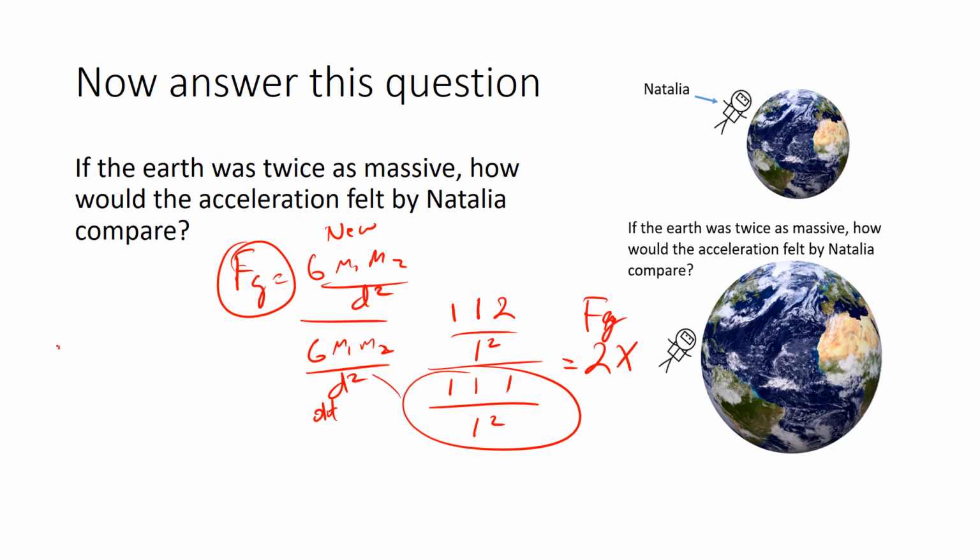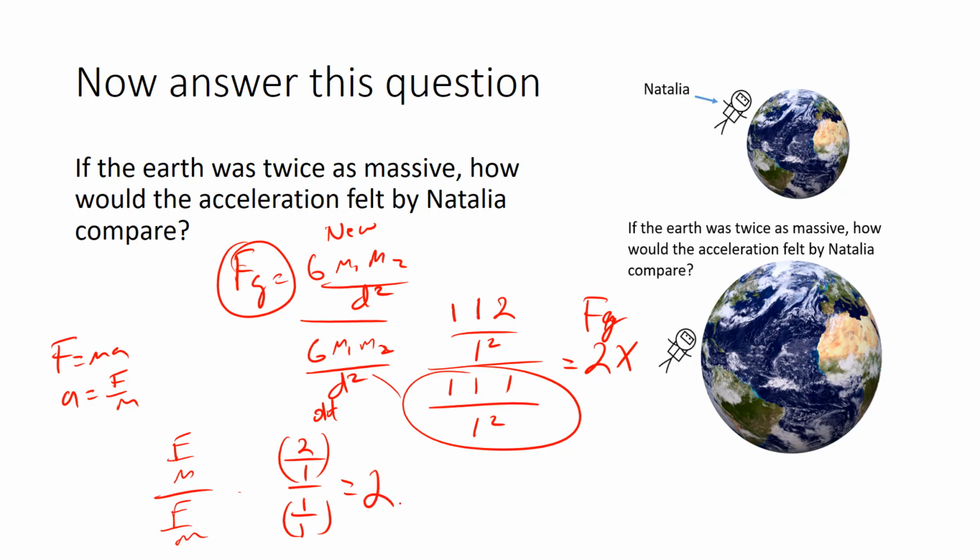Now we do that last step: F equals ma, so a equals F over m. If everything was the same, it'd be 1 over 1, so it'd just be 1 on the bottom. But if the force was twice as much, the mass being the same, Natasha would feel an acceleration of 2 times what it was before. So hopefully this helped.